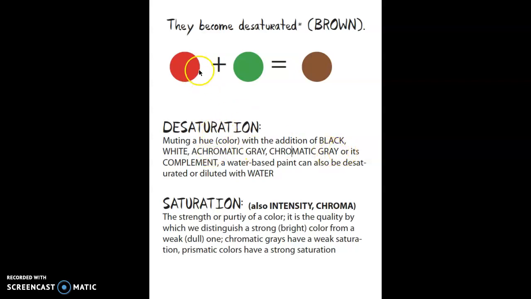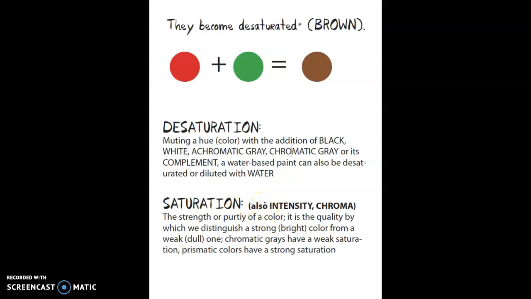You can also mix a pure color with its complement to create a desaturated color like brown. If you're painting with water-based paints, either watercolors or acrylics, if you add water to the paint and dilute it, you're going to create a desaturated color. Saturation is the opposite of desaturation. It is also known as intensity.